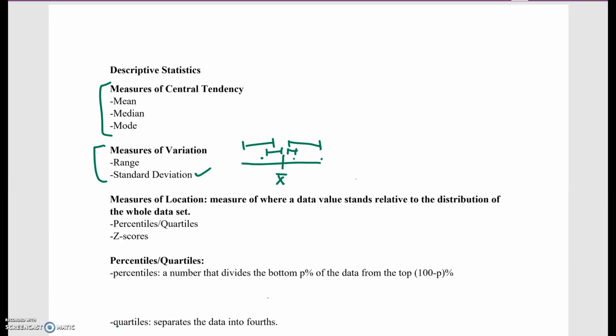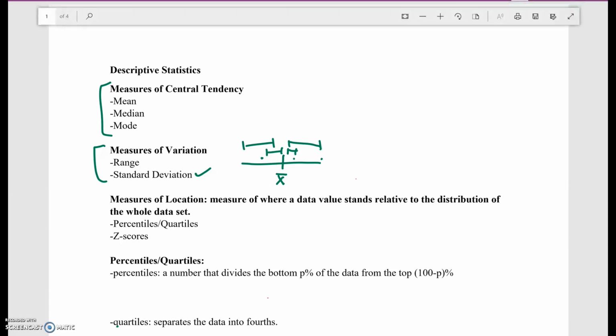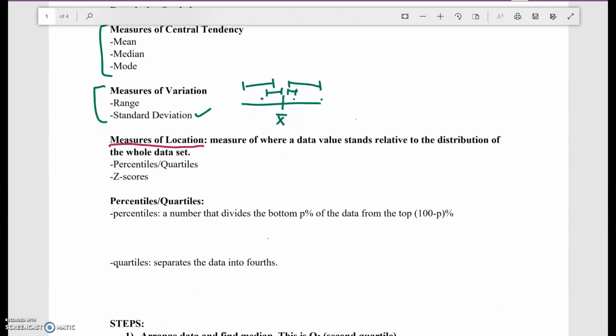Okay, so this last type of measure is what we're going to call the measure of location. Basically, the measure of location is a measure of where a data value stands relative to the distribution of the whole data set. So if I had the numbers 7, 8, 20, 14, 15, 12, 9, whatever, and I choose one number, like 14, where does 14 lie in relation to all of the data? A way that I can describe it is using either a percentile or a quartile, and a z-score. And z-scores are very, very important, which we'll talk about in a little bit.